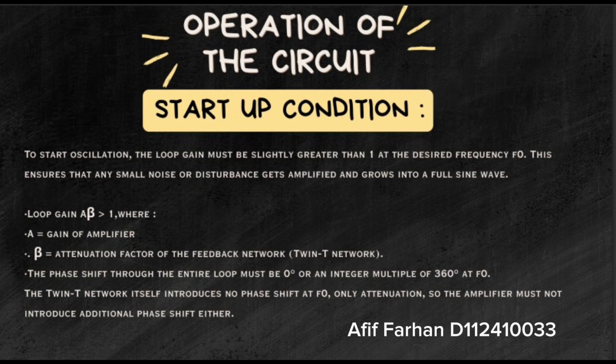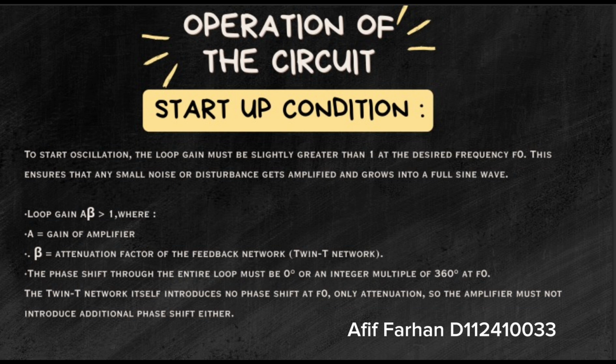We now move into the startup condition. To start making a sine wave, two things must happen. The loop gain, which is amplifier gain times feedback, must be slightly more than 1. The phase shift around the whole loop must be 0 degrees or 360 degrees. The twin-T part doesn't change the phase at the right frequency, so the amplifier also should not add any phase shift. This helps the circuit take small noises and turn them into a full sine wave.